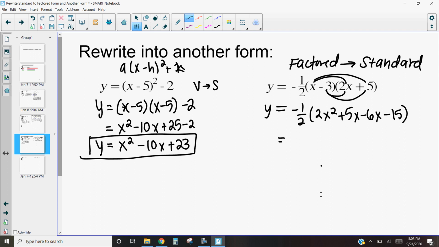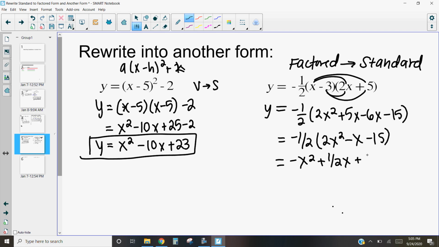And then I'm going to combine those terms that are alike, so negative 1/2 times 2x squared minus x minus 15, and then I'm going to distribute this negative 1/2 in there. And as I distribute it, I get negative x squared plus 1/2 x plus 15 halves. And that is how we would rewrite it in standard form.